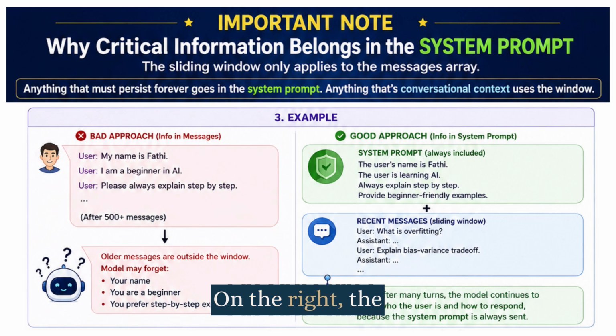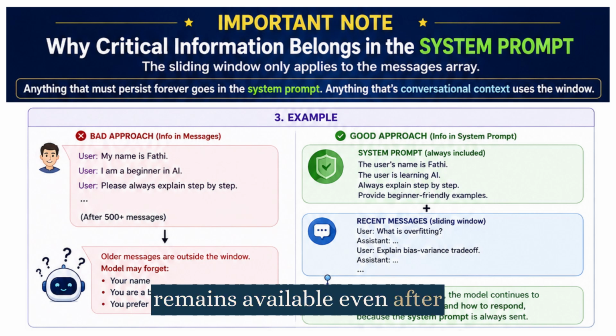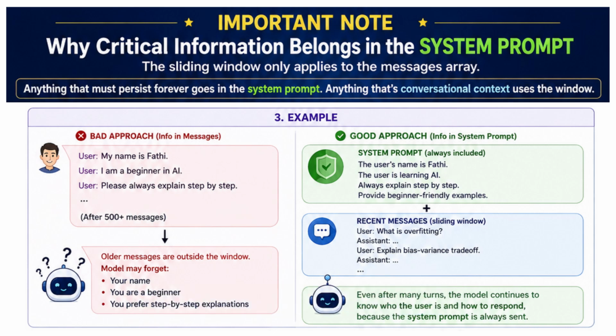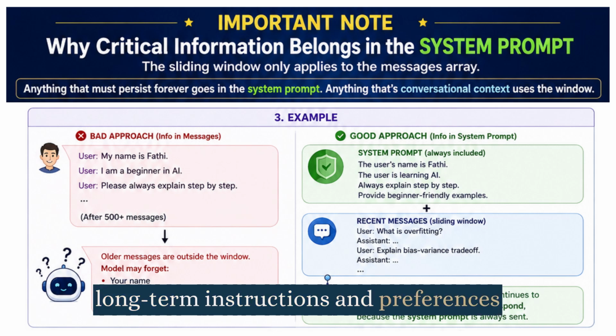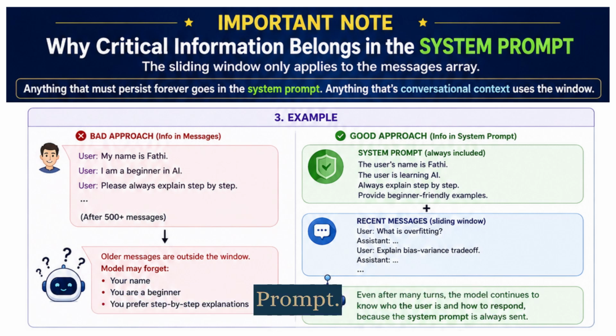On the right, the same information is placed in the system prompt, so it is included in every request and remains available even after hundreds of conversation turns. User questions belong in the conversation history, but long-term instructions and preferences belong in the system prompt.